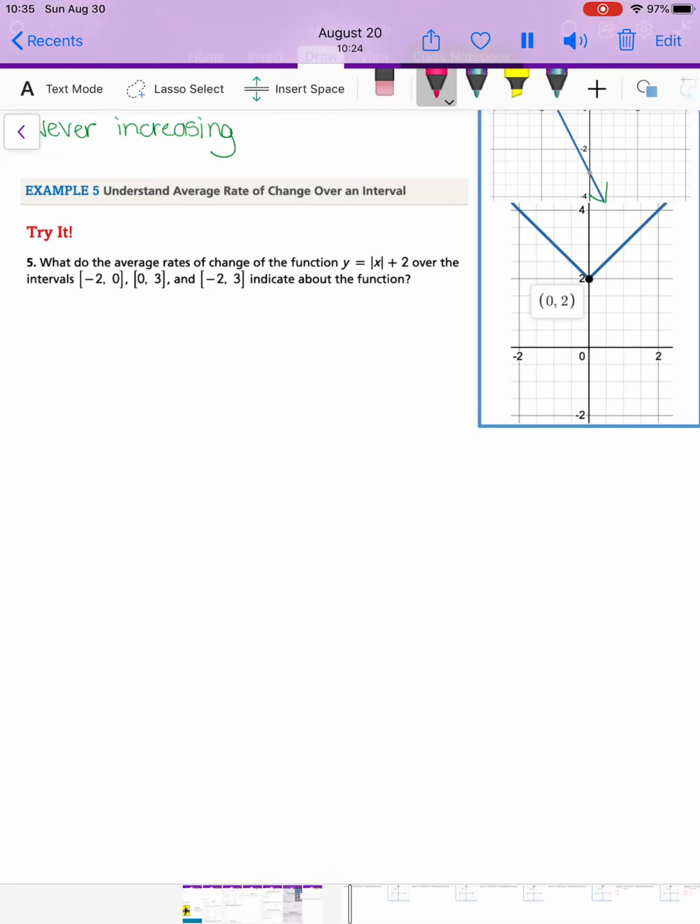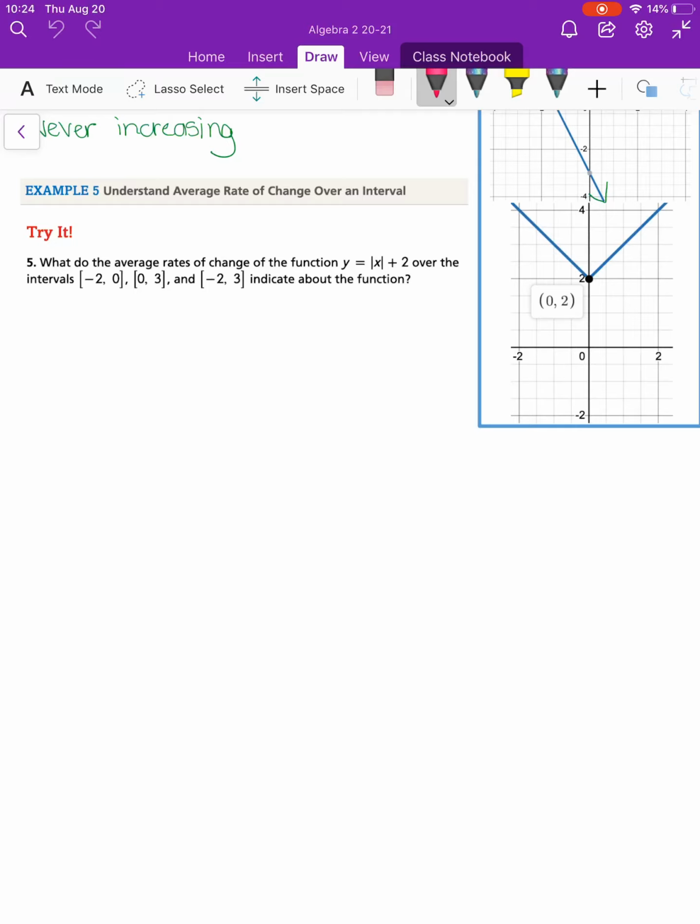All right, last example for 1-1. It can be a lengthy one, so I may not completely finish it just because of how long it takes. Okay, average rate of change, okay?